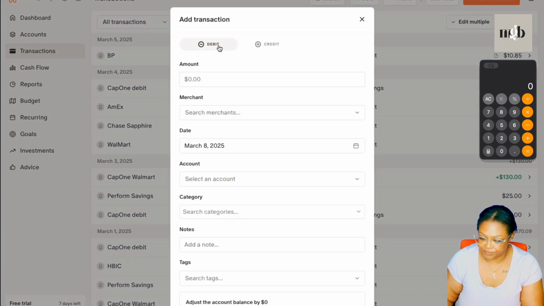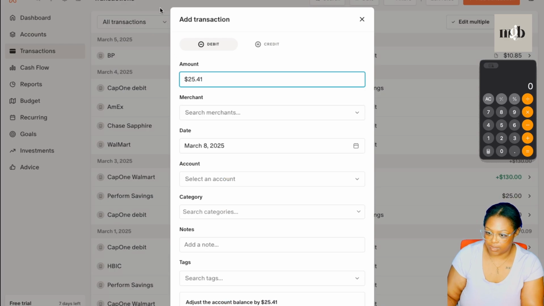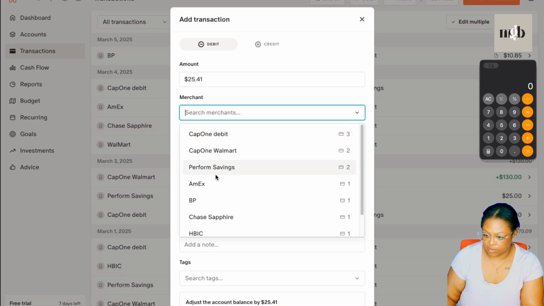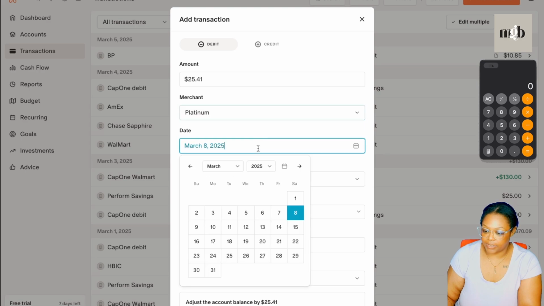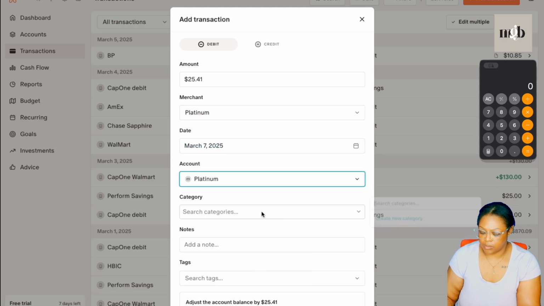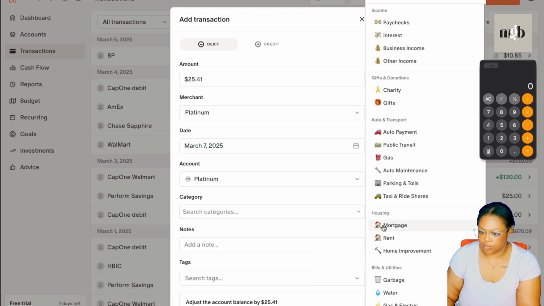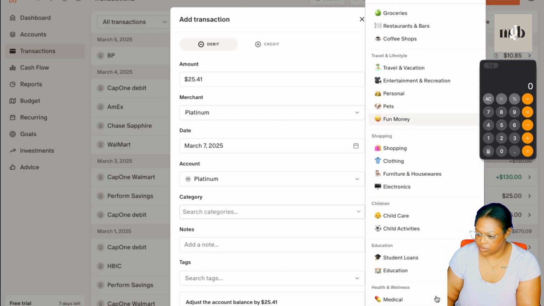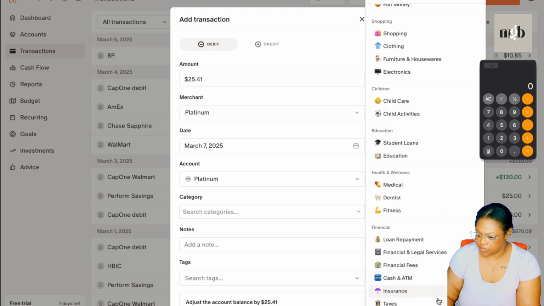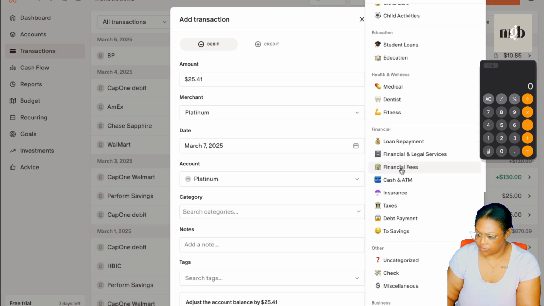Platinum. So this is my interest for the month. It's just going to be called Platinum. My category is not interest income, interest expense. Financial fees.